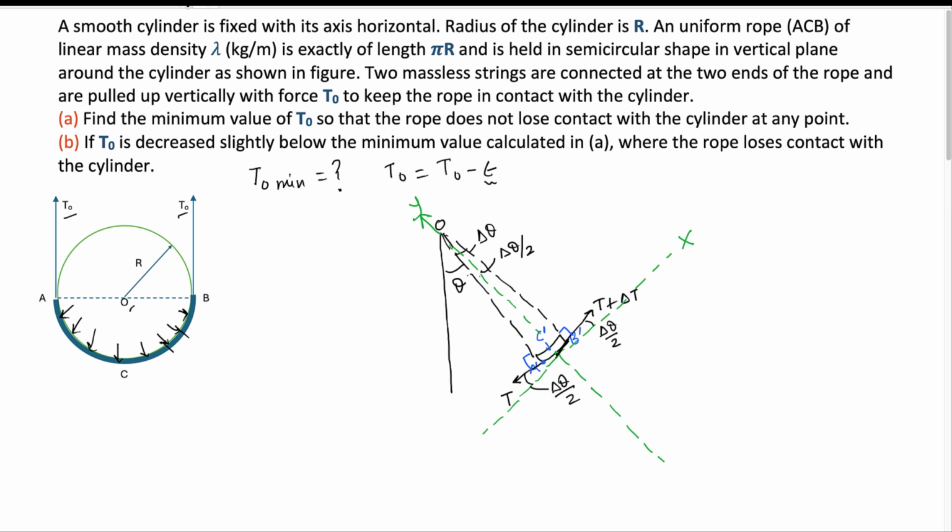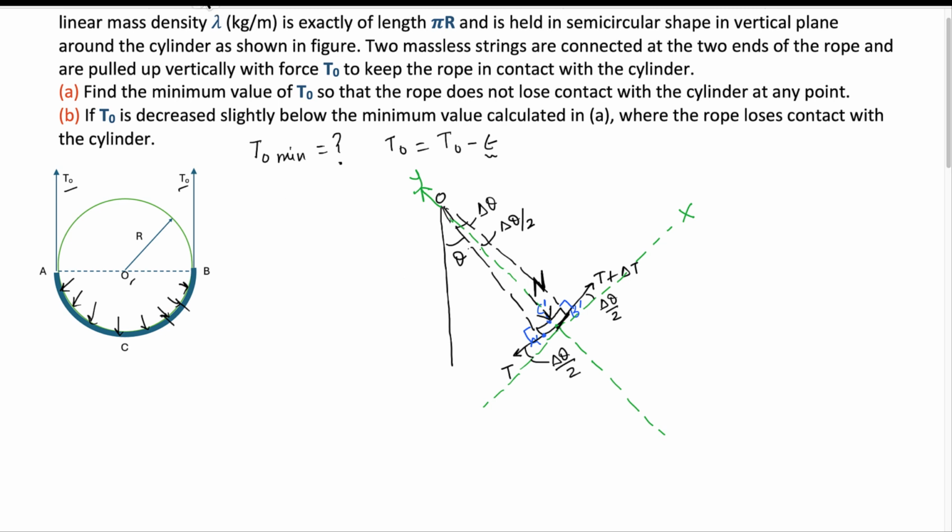And where do you think the normal force is acting? So the normal force, let's say, is acting at the center of mass, because this is so small, and let's call it n. Let's say that the length of the segment for this rope is delta L, and this is nothing but r delta theta, because r is the radius of the cylinder. And what is the mass? Delta m, the mass for this particular length, is going to be lambda, which is given as the mass density, into delta L, which is lambda r delta theta.